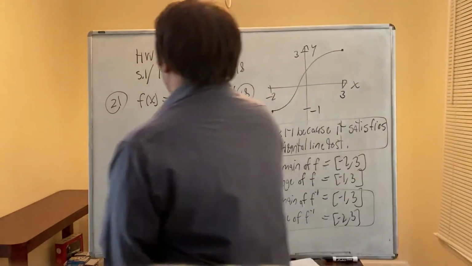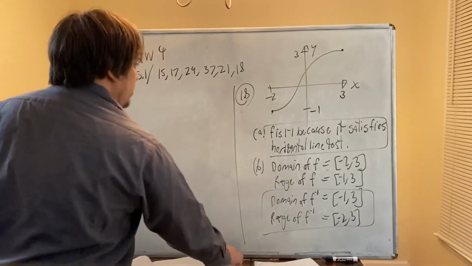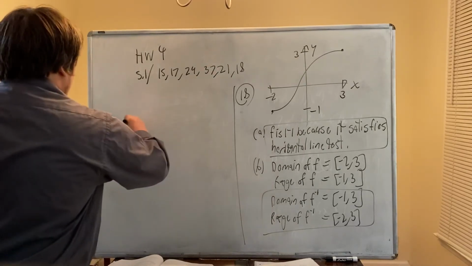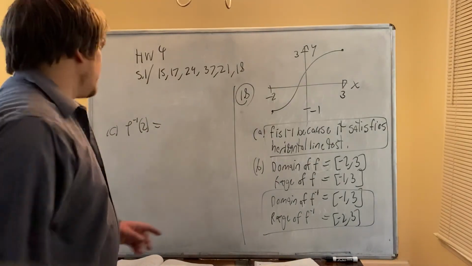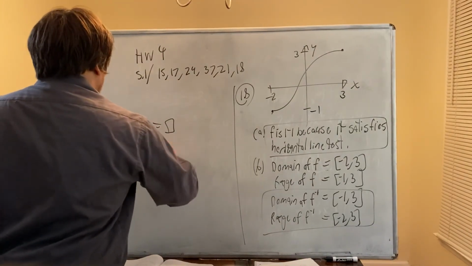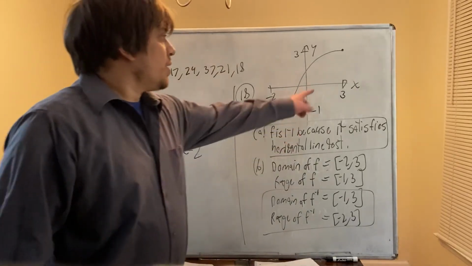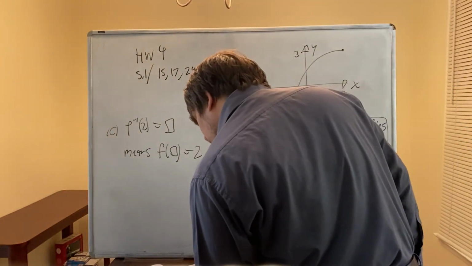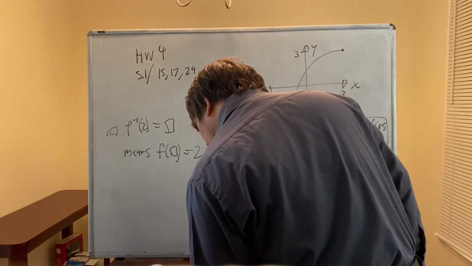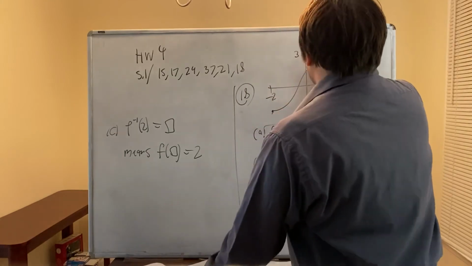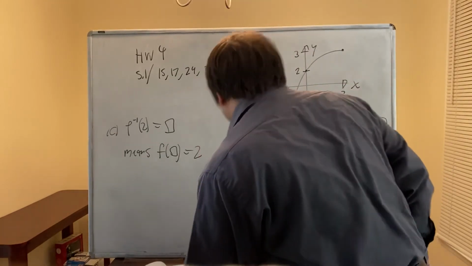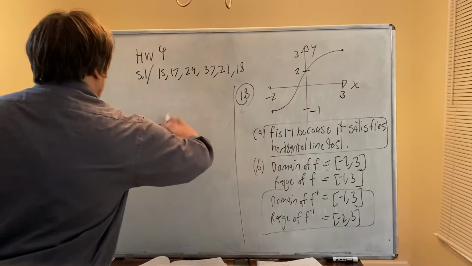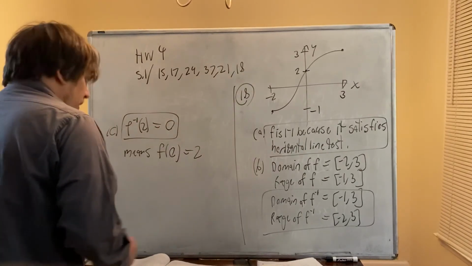And for C of the same problem, I'm going to do part C of the same problem. Part C asks you, what is the value of f inverse of 2? F inverse of 2 is blank means f of blank is 2. And so what do you plug into the function to get a value of 2? Okay, so this point here has a y value of 2. Then f of 0 is 2, and so that means f inverse of 2 is 0. Okay, because of that point there.